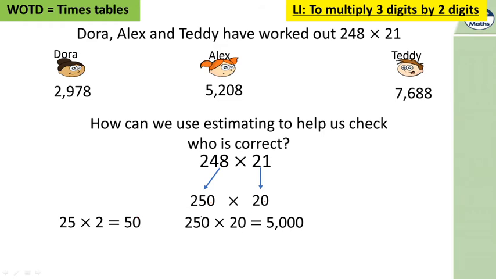Or you could have just done 250 times 2, which is 500, times 10 is 5,000. So if we use estimation, we get to 5,000. So using that number, who do you think is correct? Dora, Alex, or Teddy? So it's Alex, because 5,000 is really close to 5,208. It's pretty far away from 2,978 and 7,688. So that's how we can use estimation, by changing the numbers slightly so they're easier to calculate.